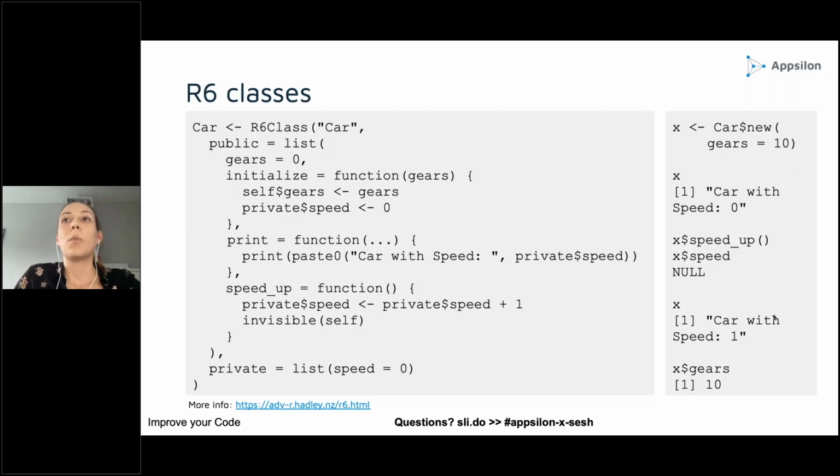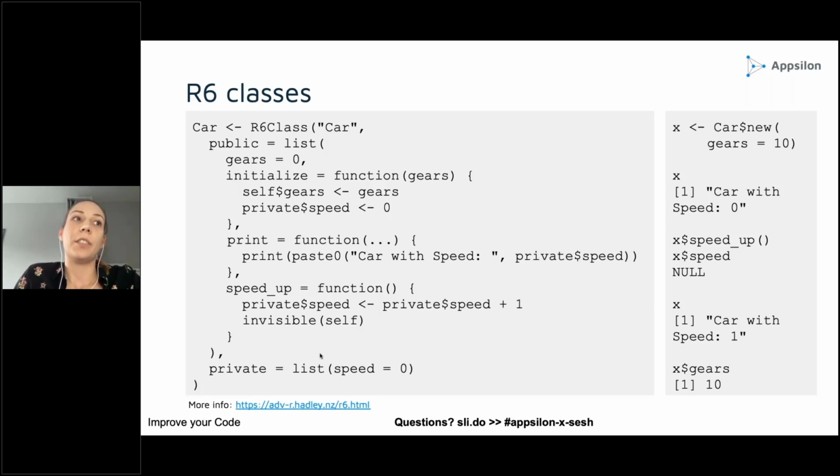And how to work with such R6 classes. In order to generate a new object of that class, you call the new function, and then initialize, which is a special method, is called. As you can see here, it requires a gears argument. So we provide that, we set it to 10, and then the field gears, which is a public field of this class, is set to the value that you provided.